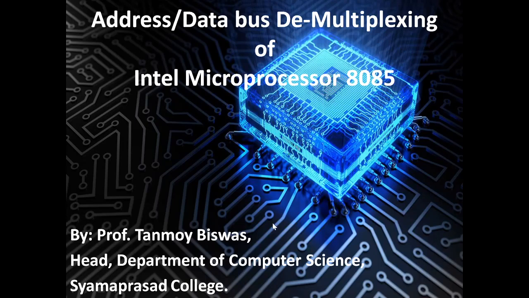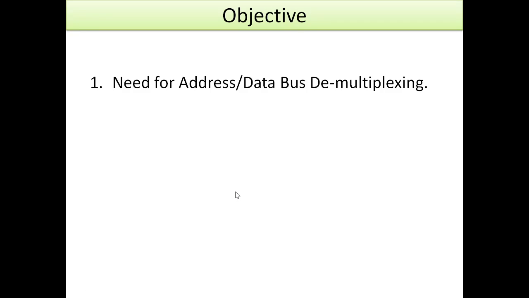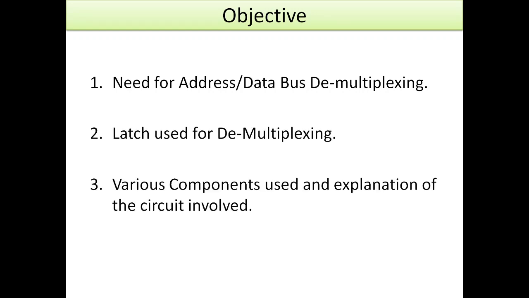Hello friends, now we will discuss the address data bus demultiplexing of Intel microprocessor 8085. What is our objective? The objective would be the need for address data bus demultiplexing, the latch used for demultiplexing, various components used, and explanation of the circuit involved.